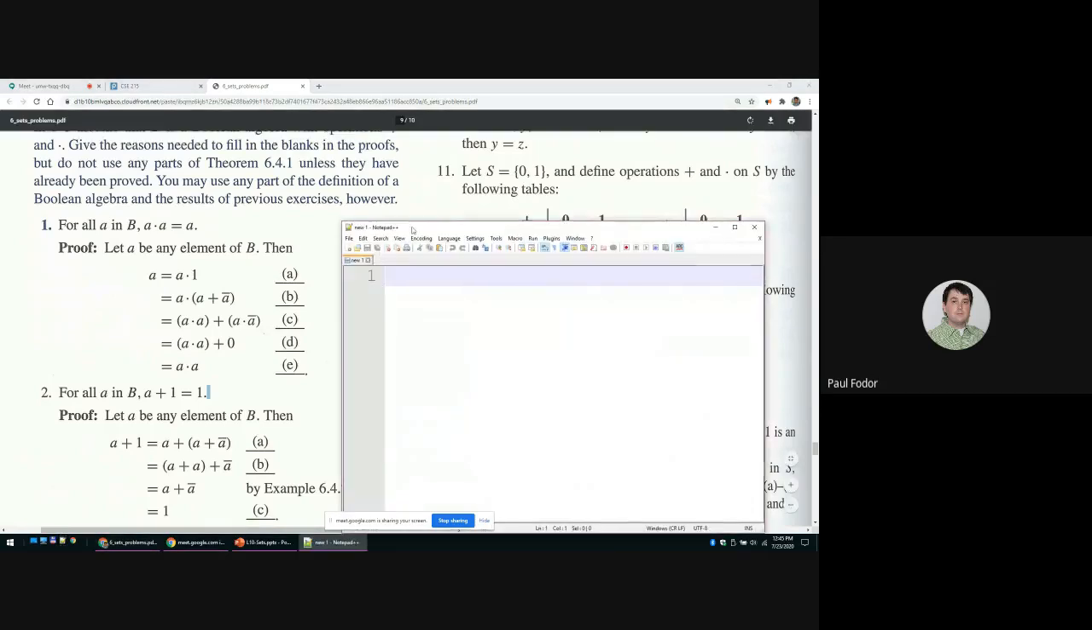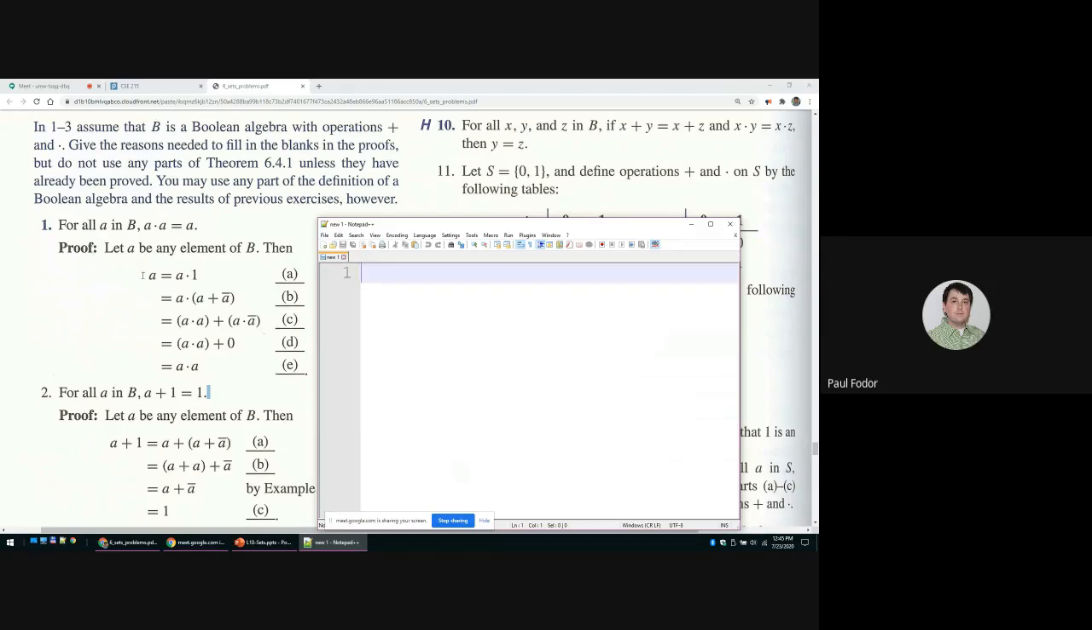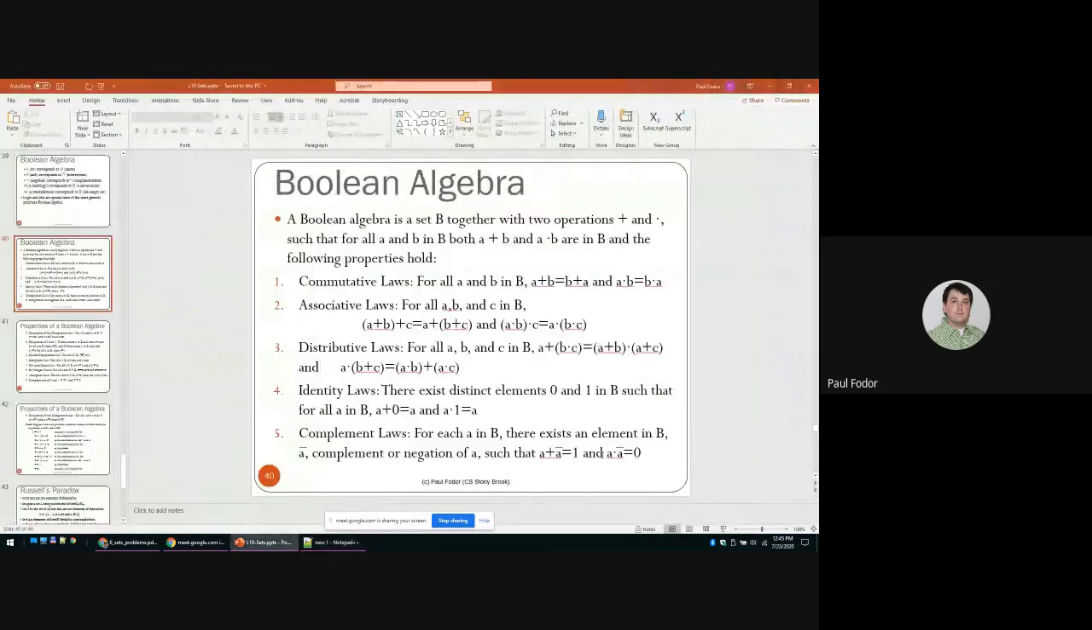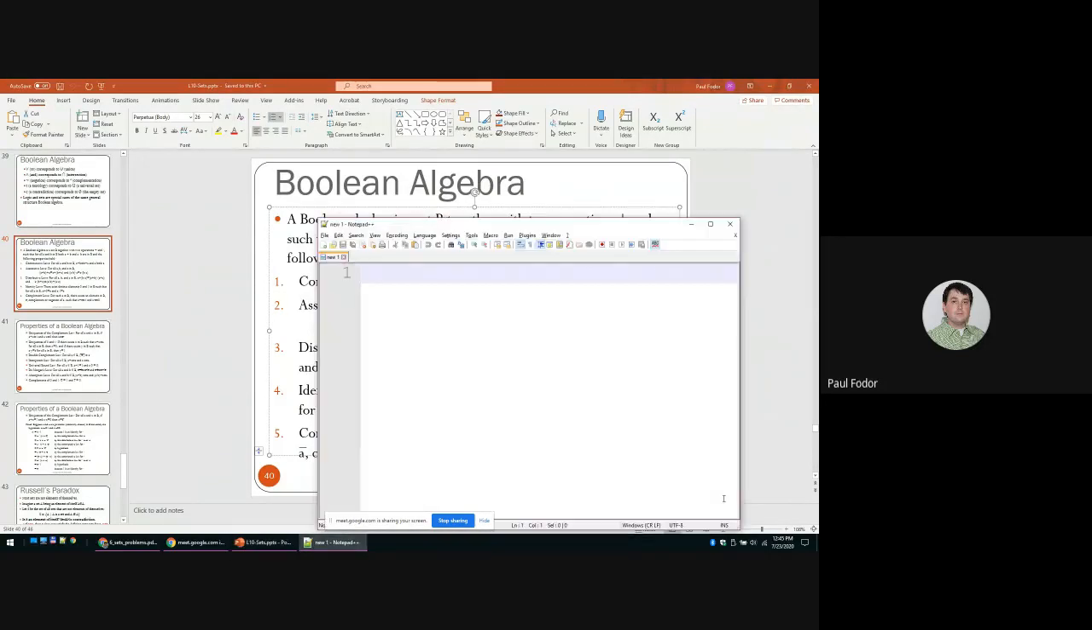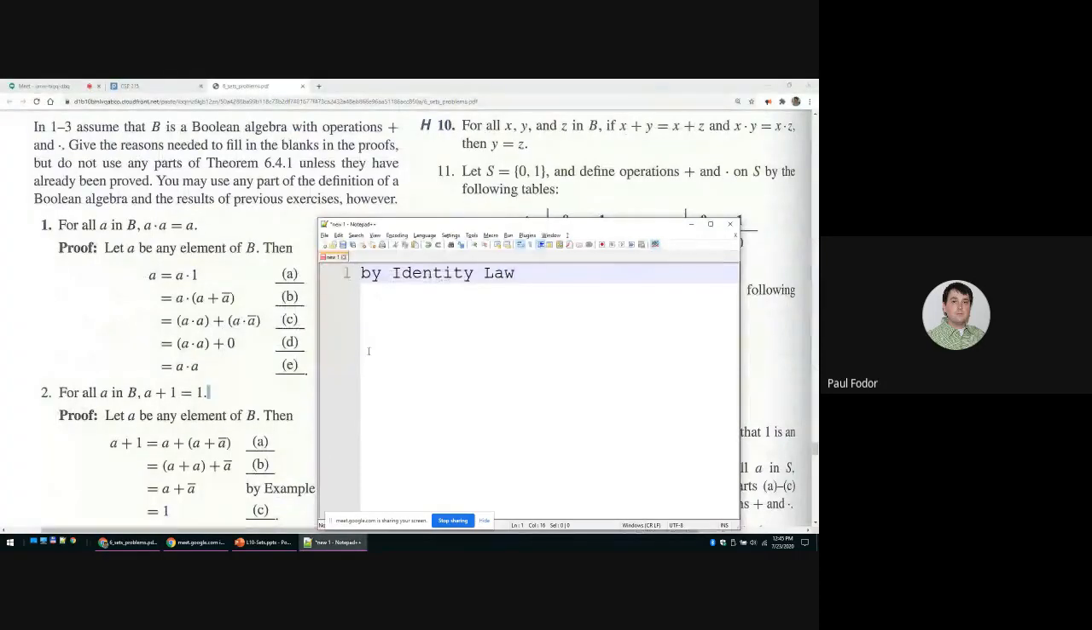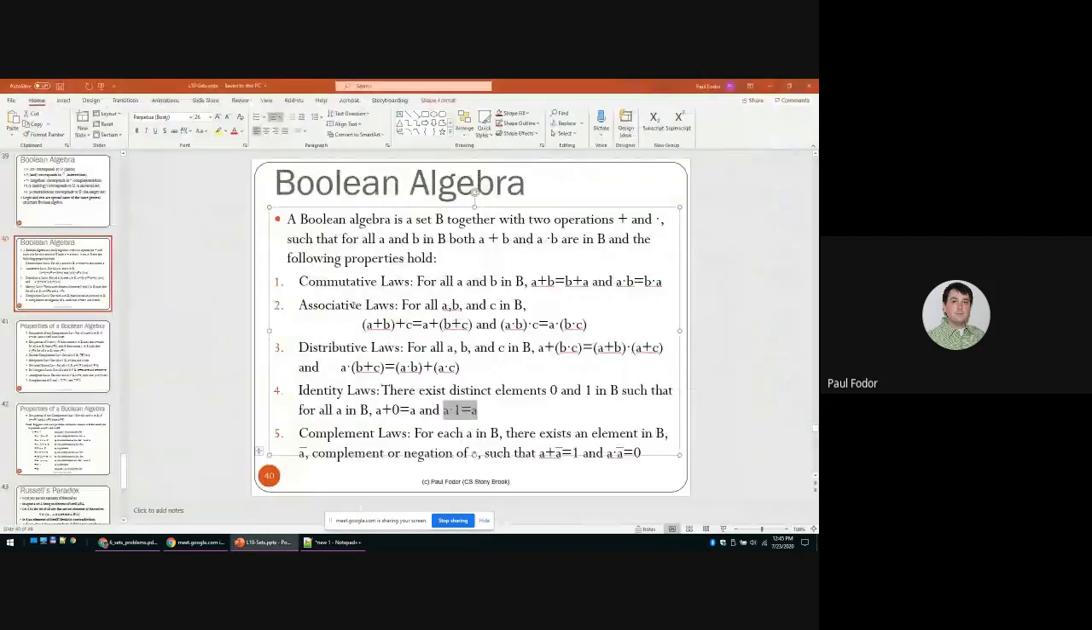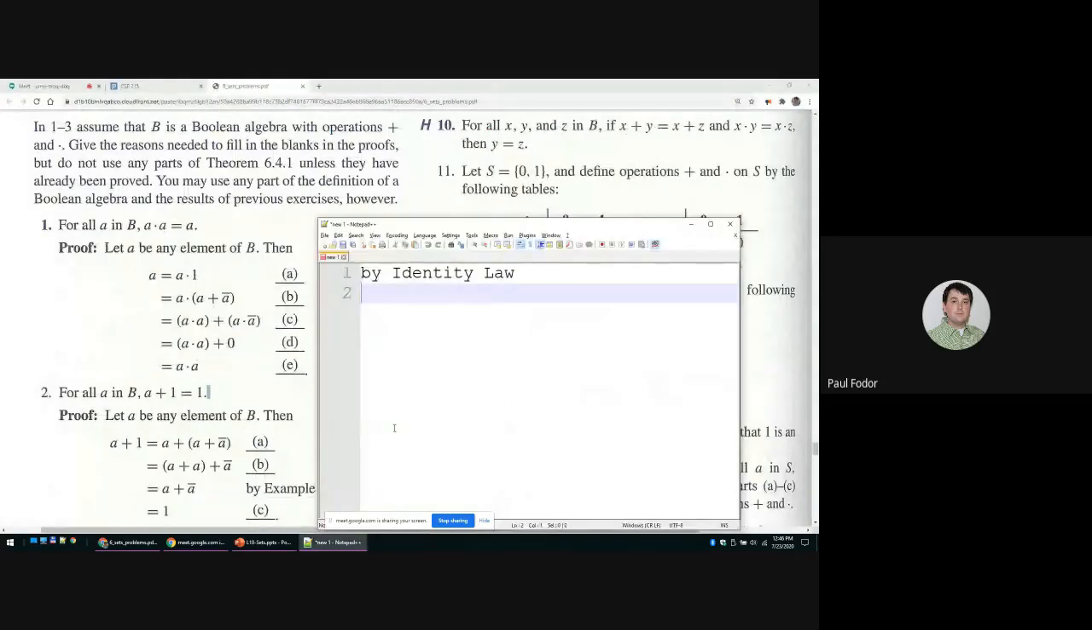So let me open an editor and we'll align it here. In the first case, A is equal to A dot one. Let's look at the Boolean algebra properties. The identity law is that A intersect the universe is A, so we are going to use it. So the first one is by identity law. The second one is that one is actually A union the complement of A. A union the complement of A is 1, which is the complement law. So B is by one of the complement laws.